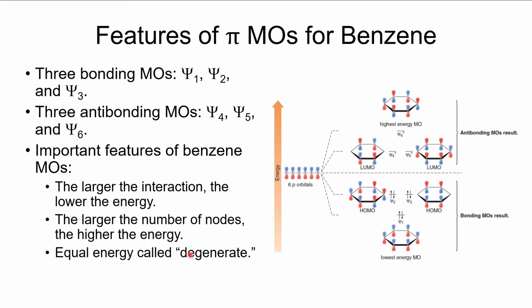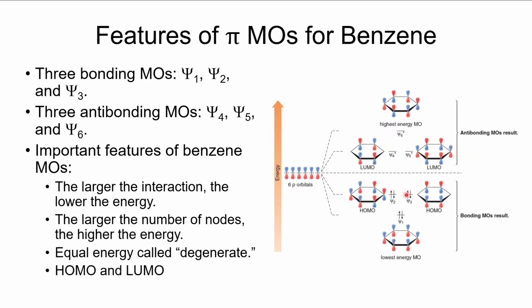Equal energy orbitals, we use a special word to indicate 2 equal energy orbitals. We talked about this word back in general chemistry, but it may have been a while. So those 2 equal orbitals, we call them degenerate. They have the same energy.